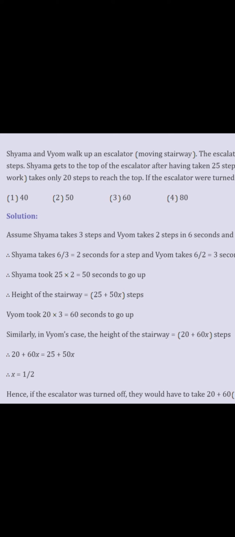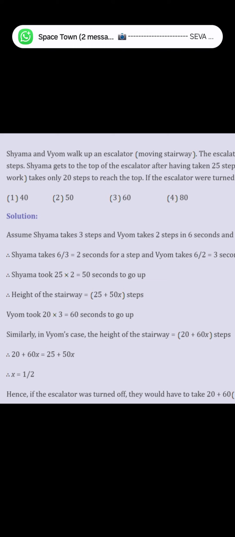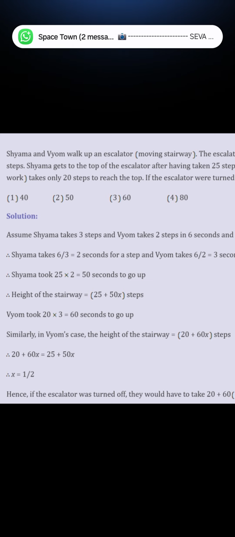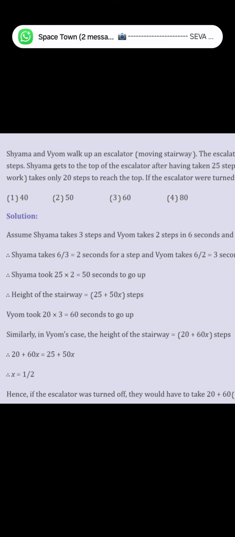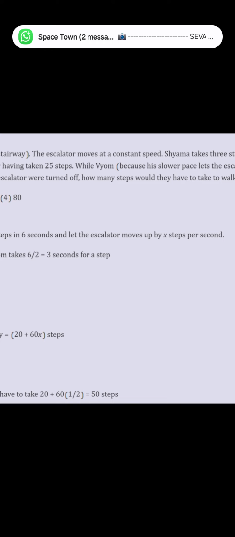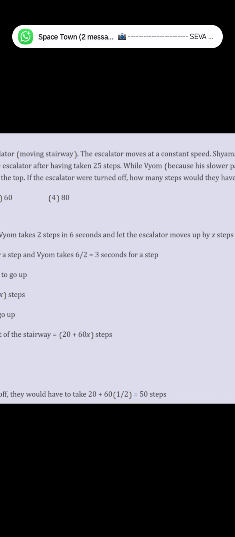In case of Shama, Shama takes 25 steps and the rest of the steps are taken by the escalator to reach the top. And Vyom takes 20 steps and the rest of the steps are taken by the escalator so that Vyom reaches the top. Number of steps is fixed, right? We have to understand, suppose the escalator was not moving, the number of steps would be like any other staircase. So we have to find the number of steps in the escalator between one floor and the other. If the escalator were turned off, how many steps would they have to walk up?